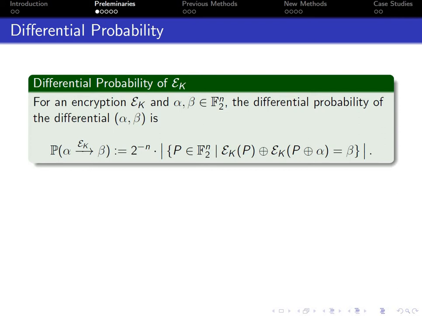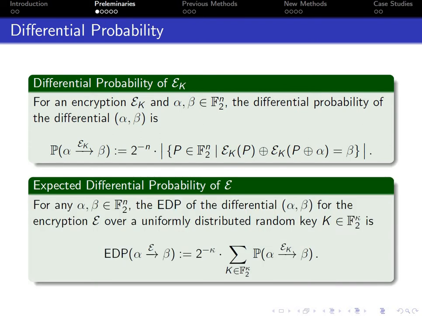Therefore, he wants to find a differential with a high expected differential probability. The expected differential probability of an encryption is defined as the second equation, which is the average of all fixed key differential probabilities for uniformly distributed key values.